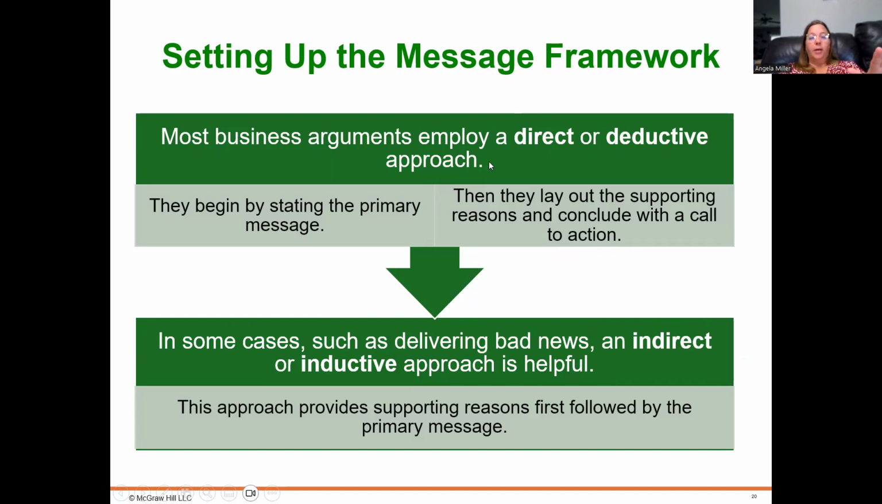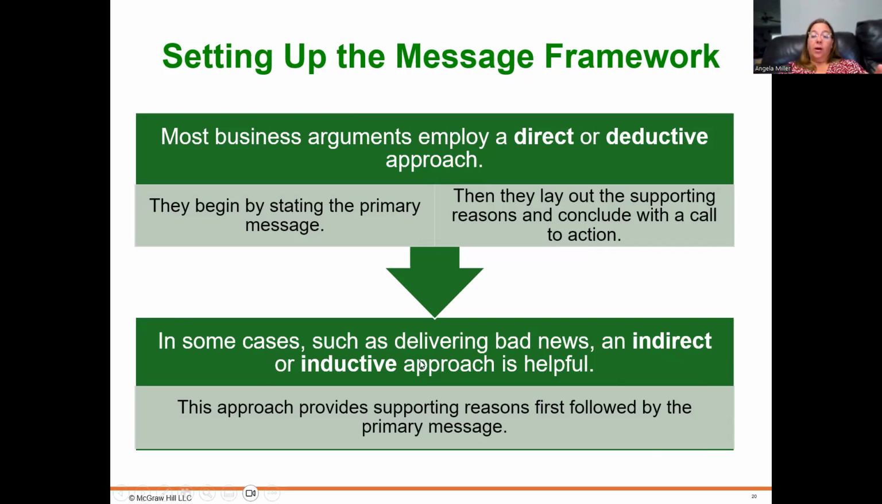This is very, very common. So, what does that mean? That means that they begin by stating the primary message, then they lay out all of the supporting reasons and the conclusions with a call to action. Makes sense, right? So, this is what my message is. This is why this is what my message is. And this is what I want you to do about it.